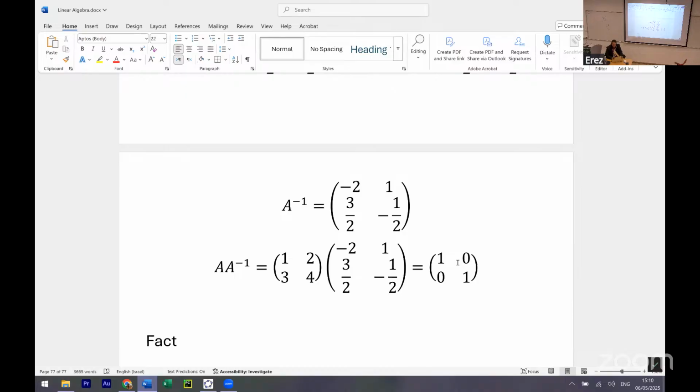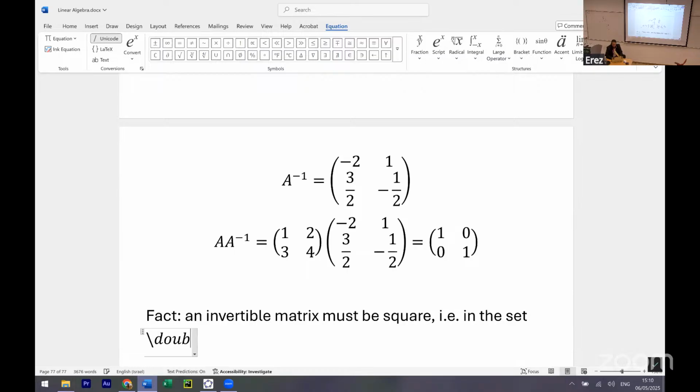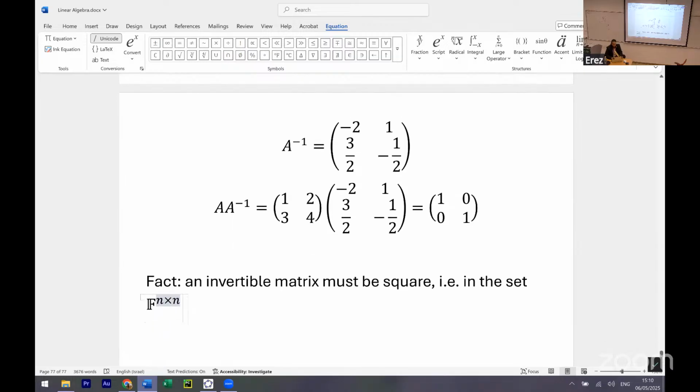Fact, which I still to this moment did not decide if I wish to prove or not. An invertible matrix must be square, i.e. in the set of matrices with the same number of rows and columns, n times n. Okay.